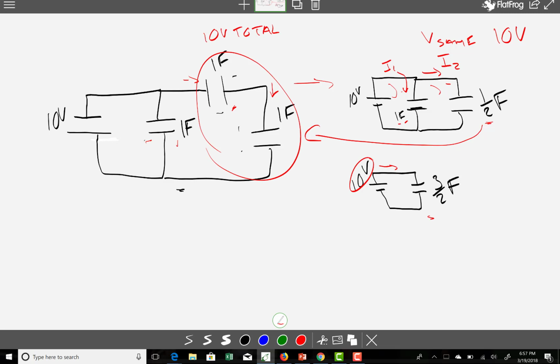Because they're equivalent, they're both 1 farad, by equivalent I mean they're equal, that means I'm going to lose half my voltage here and the rest of it here. So I'd lose 5 volts there, 5 volts there, whereas I have 10 volts being lost across that one. So that is why that guy has the larger voltage drop.